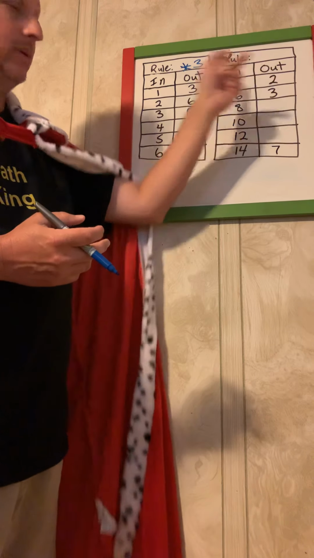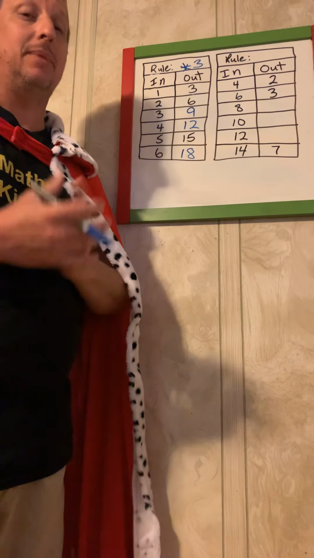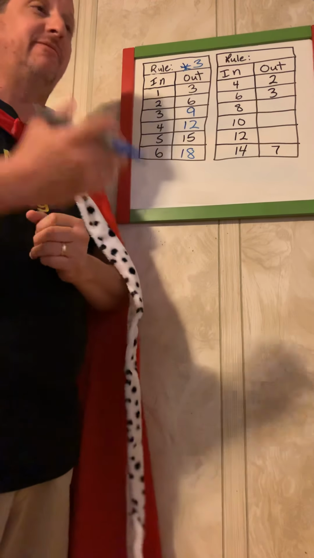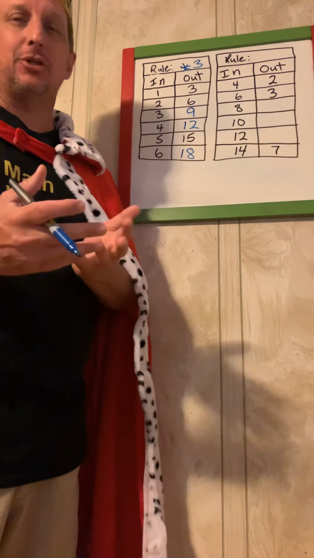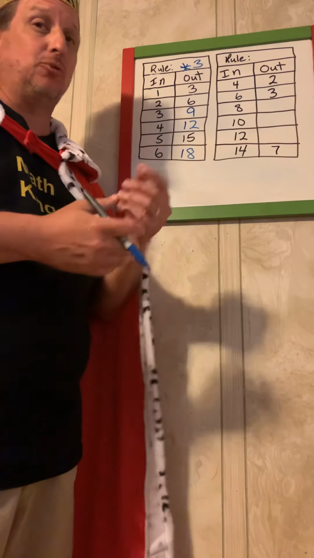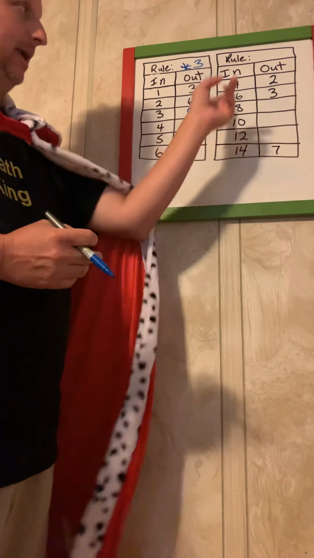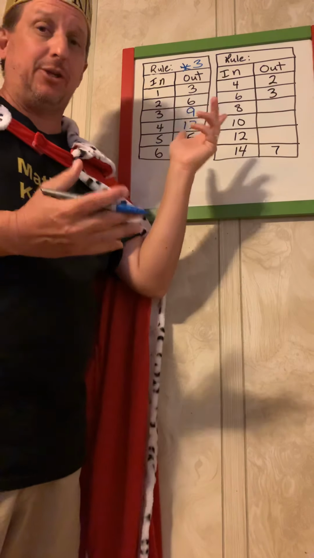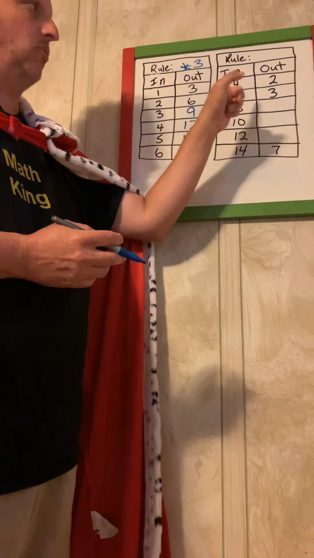4 is on the in, 2 is on the out. That means that I'm getting smaller. So this time it has to be either subtraction or division. Again, I always like to start with the easier one. I think subtracting is easier. So let's see. 4 minus 2 equals 2. So if it's subtraction, my rule would have to be minus 2. Let's see if it works.